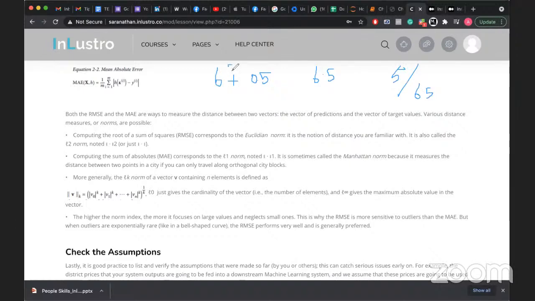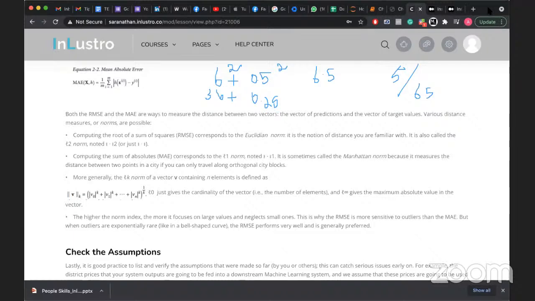Now assume you square both the values. So what does 6 become? 36. What does 0.5 become? 0.25, correct? Now when you add 0.25 to 36, it's 36.25. What is 0.25 by 36.25? 25 by 3625, right? Which is approximately 1 over 100 plus. It's more than 1 over 100.